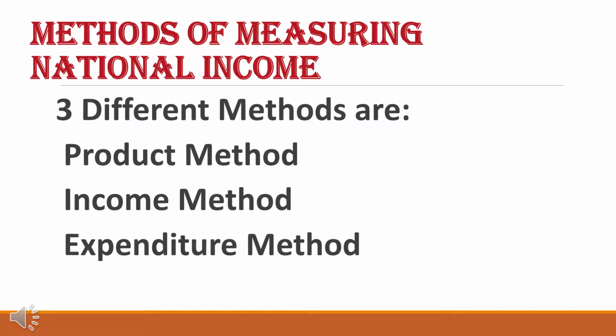There are three methods for measuring national income. The three different methods used are the product method, also called the value added method, the income method, and the expenditure method.